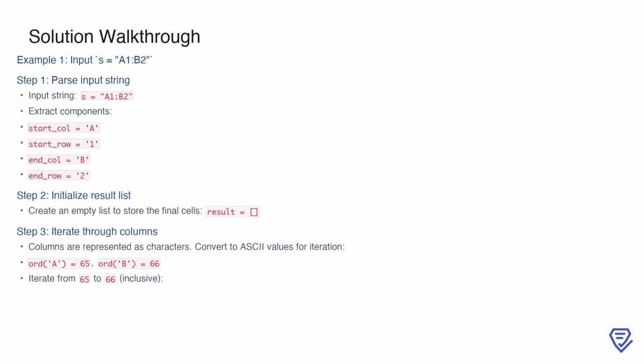Now, since columns are represented as characters, we convert them to their corresponding ASCII values. For A, the ASCII value is 65, and for B, it's 66. This defines the range of columns we need to iterate over, which is from 65 to 66, inclusive. With these steps completed, we are ready to start iterating through the columns and rows to generate the cell values.